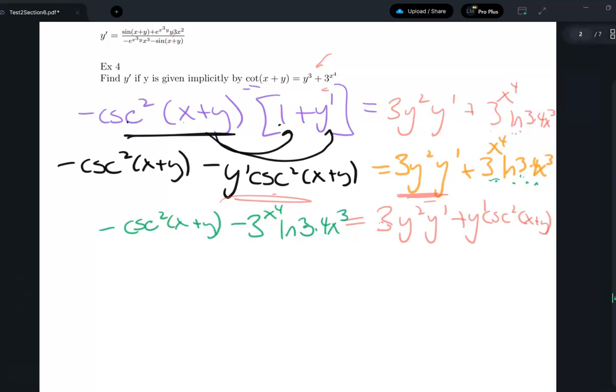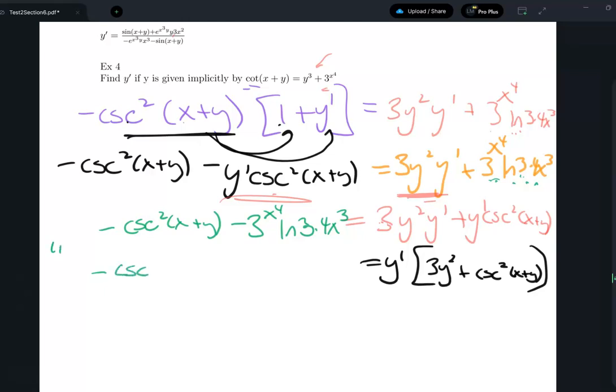So it's my job now to factor the y prime out of these two terms. 3y squared plus cosecant squared of x plus y. Carry this guy along. Now don't ever do those little dashy things, right? You just got to do it. You just got to write it again. It's a necessary thing.